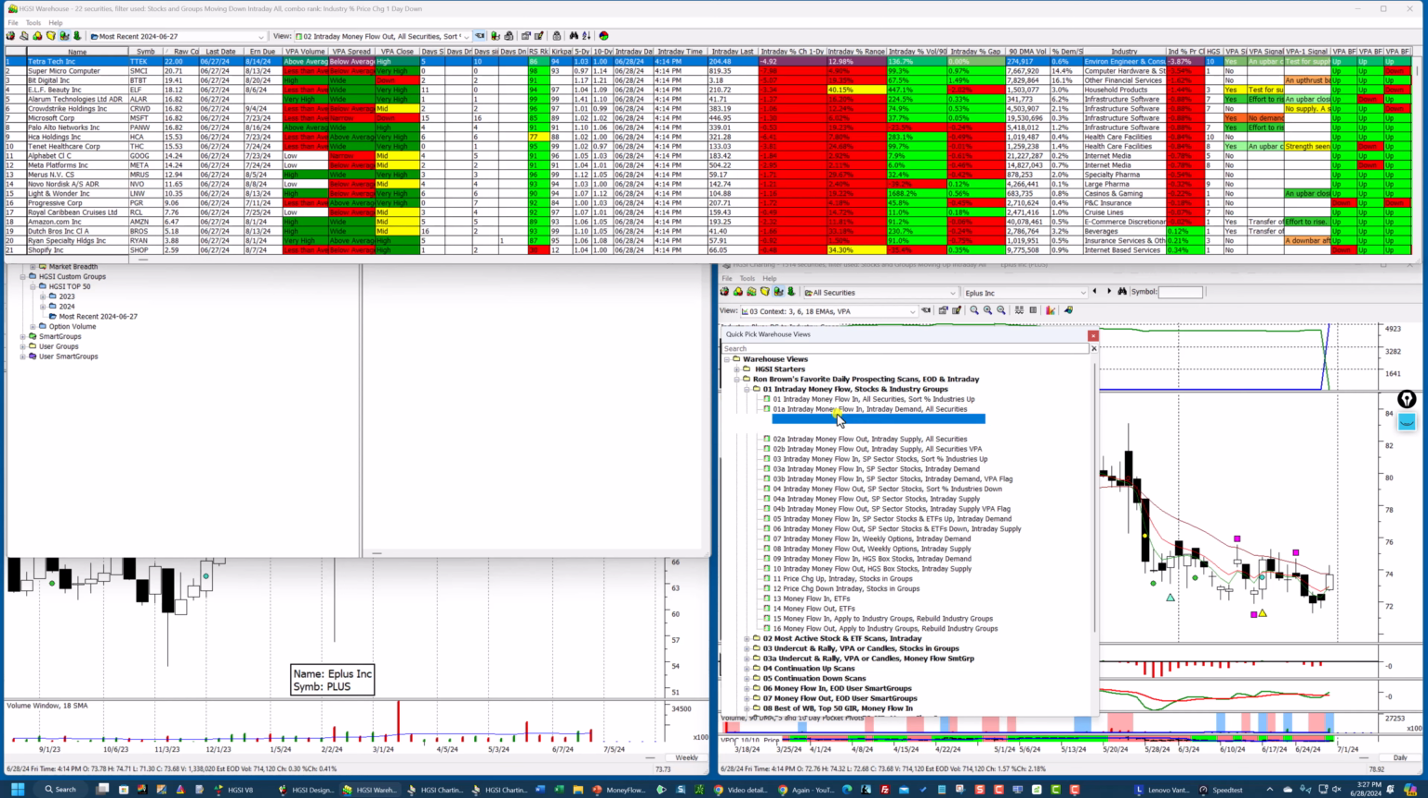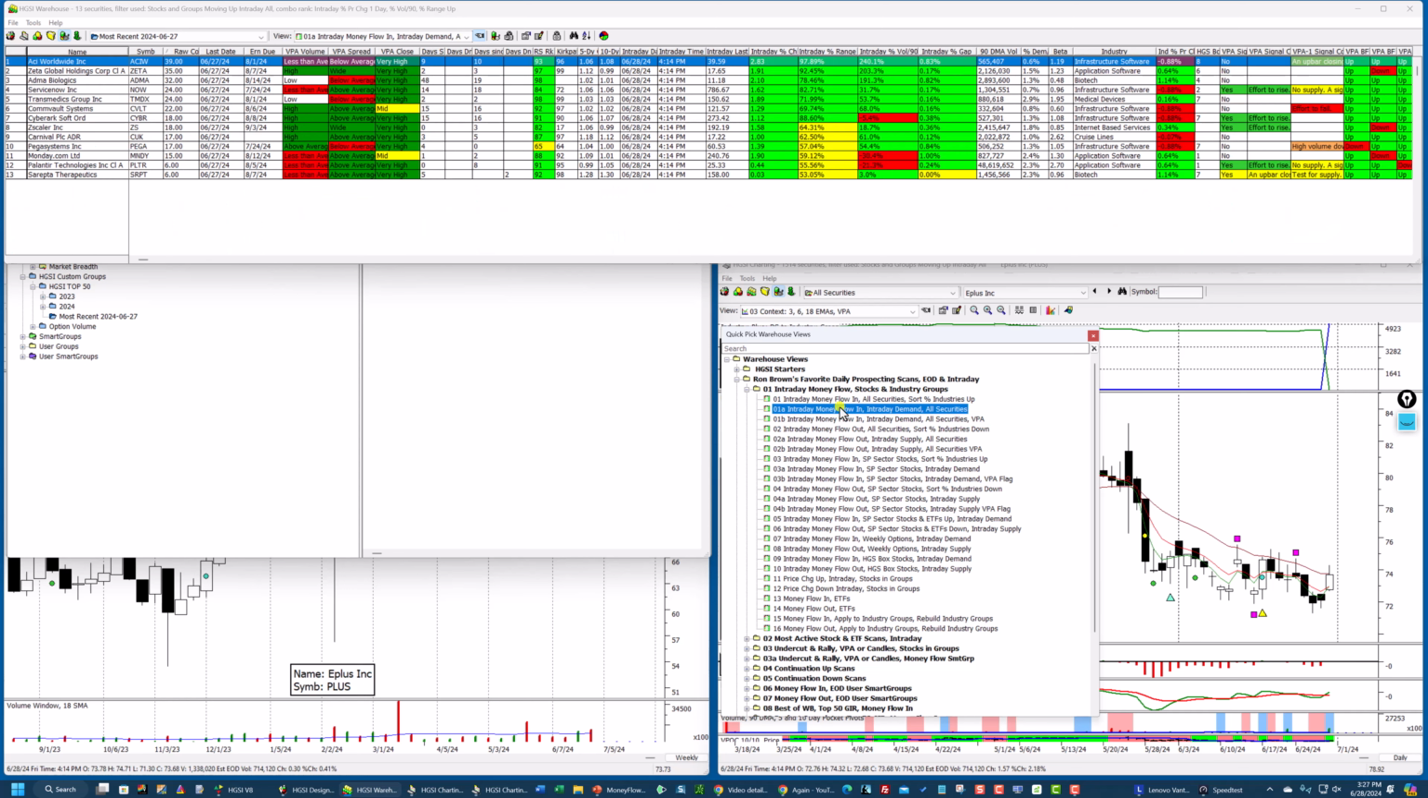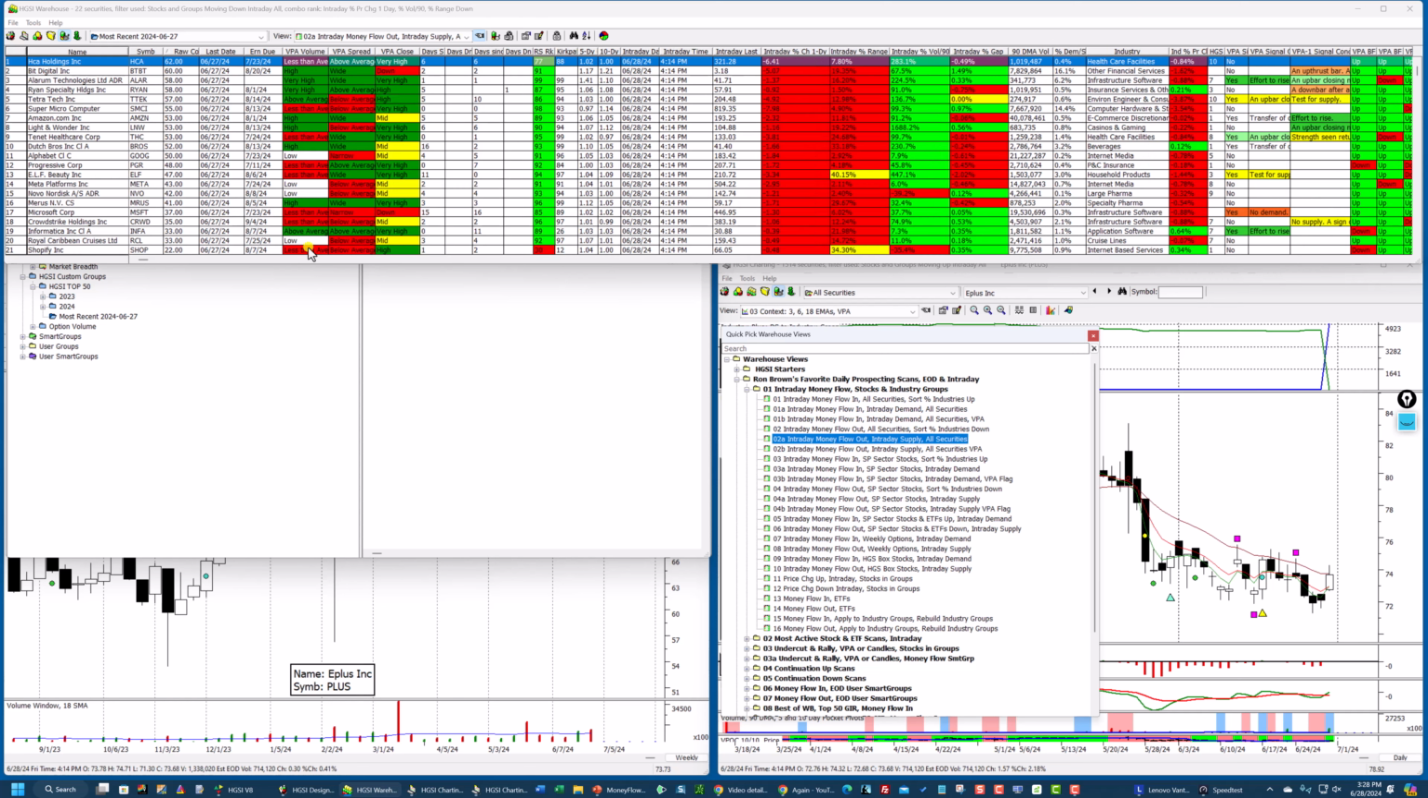I use it primarily on the demand. So how many? 13 of the 50 were in because they had a range of at least 50%, and these are the stocks within the top 50 today. Now let's go see how many appeared in the money flow out. Here we are. And you can see that 22 of them were down that did not follow through today, that had a range below 50.